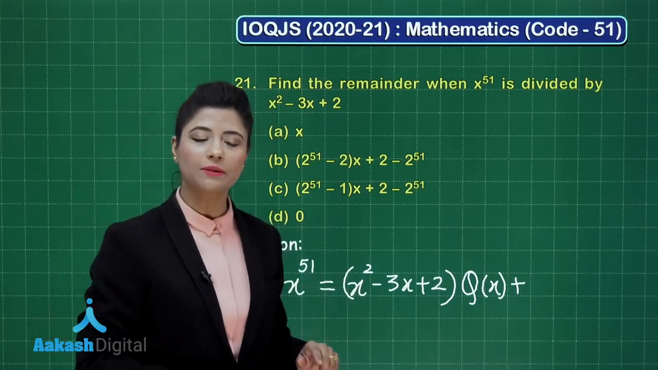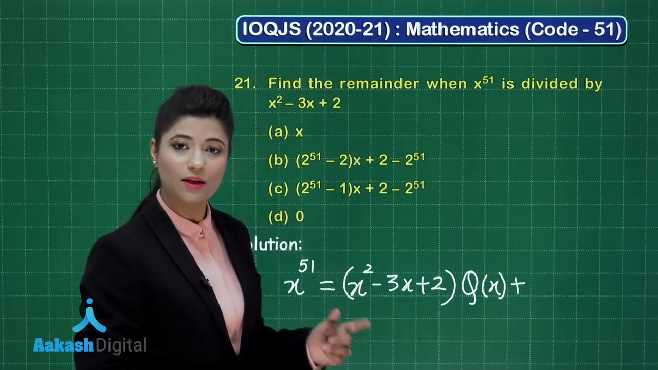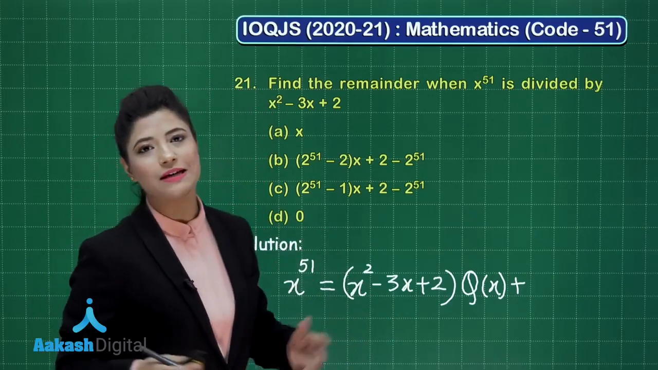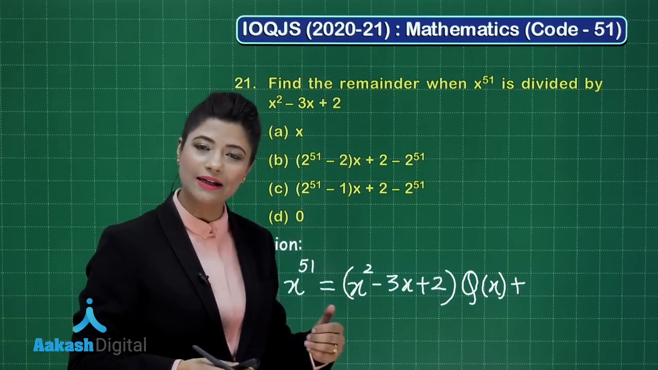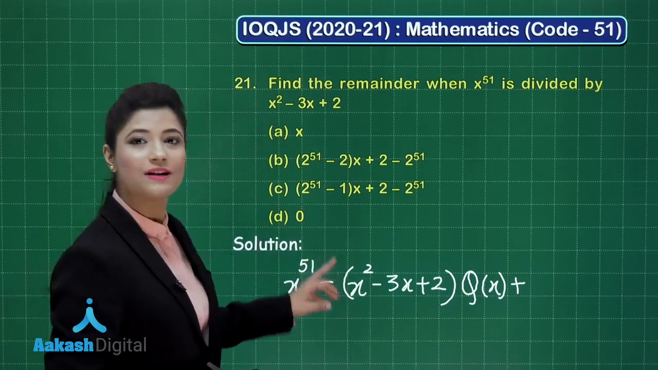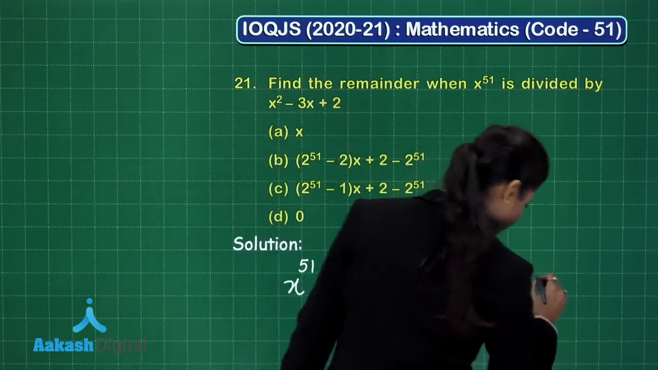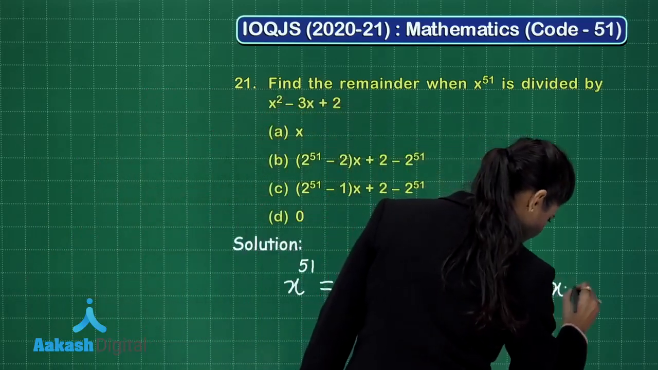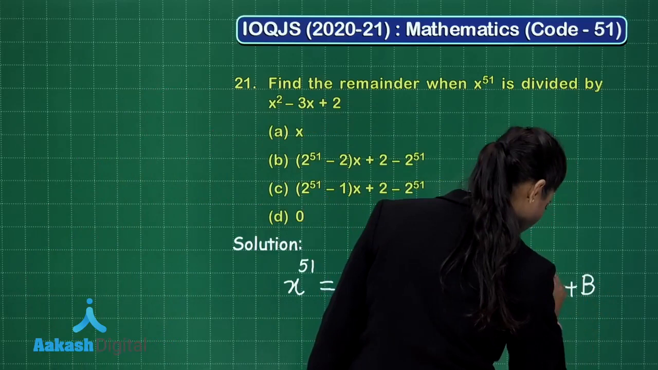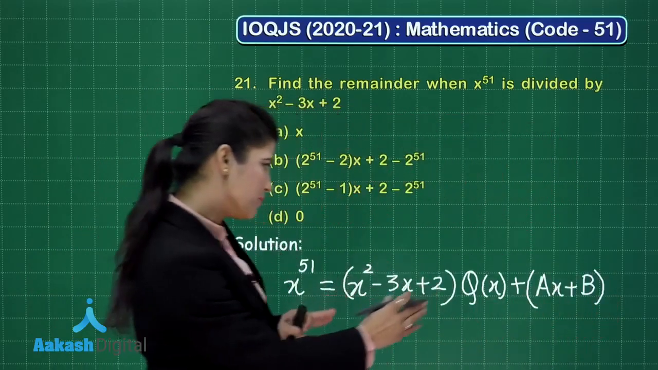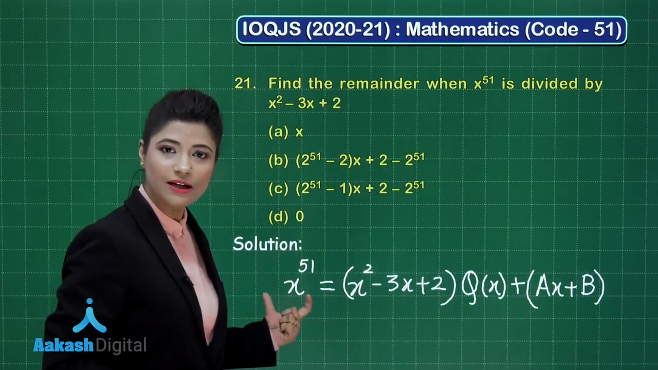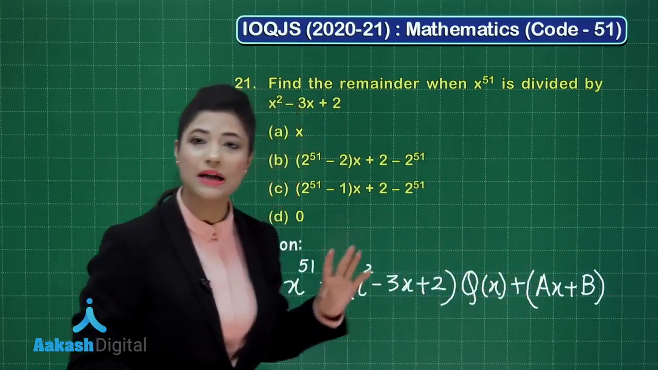So the remainder will be either a polynomial of degree 1 or degree 0, because the remainder always has a degree less than the degree of the divisor. So let me consider that the remainder formed here is ax plus b. Okay, this is the remainder. Now I'm sure you're very clear with this fact: dividend is equal to divisor into quotient plus remainder.